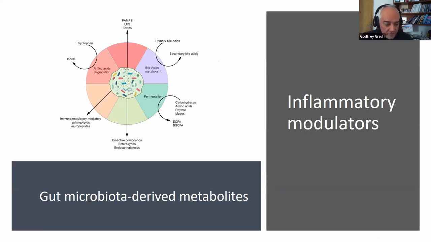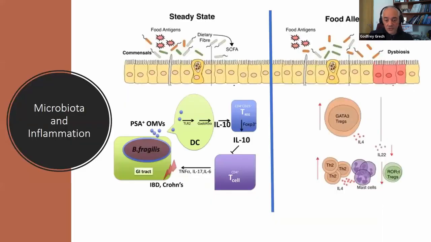The metabolites of gut bacteria are also involved in inflammatory modulation, so modulation of the inflammation process, and also of immunity. And in fact, here I'm showing the control in terms of food allergy. There are a number of bacteria that are important, but here I have to mention one. This is exemplified by a bacterium called B. fragilis in the GI tract, and they produce this polysaccharide A. And this polysaccharide A is very important to activate specific immune cells.